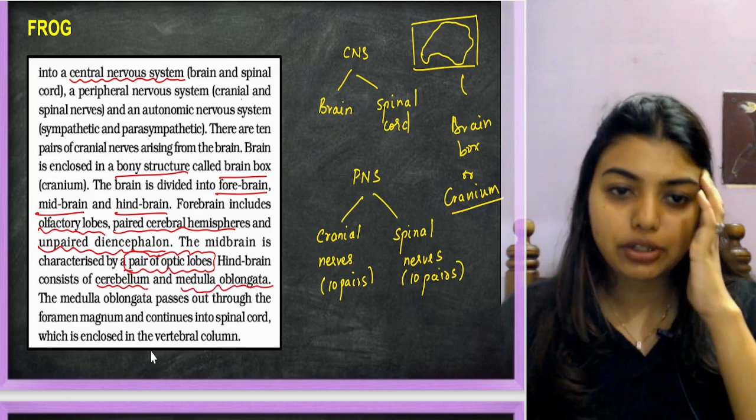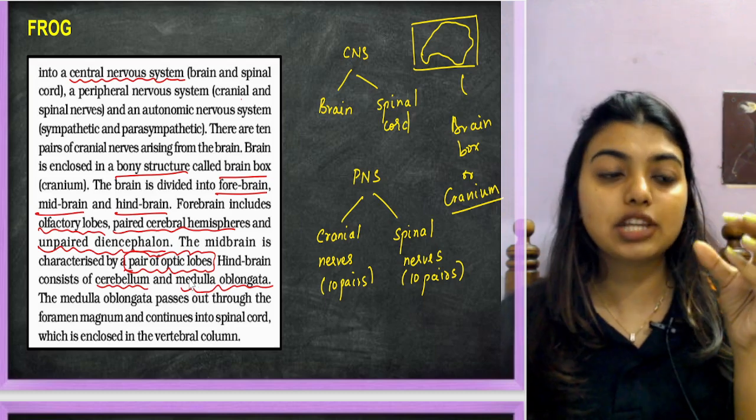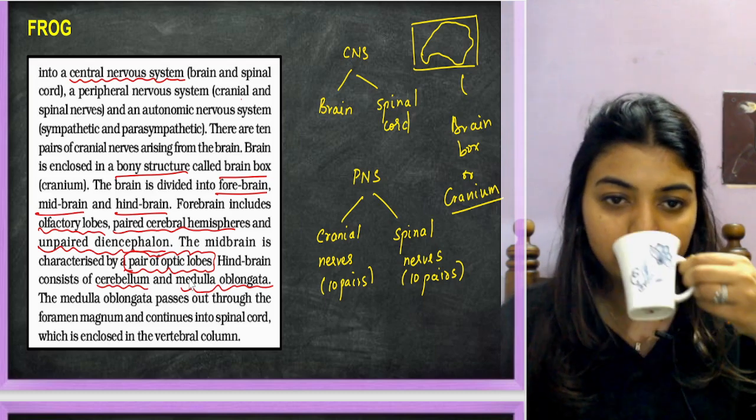Now hindbrain consists of cerebellum and medulla oblongata. Now the medulla oblongata passes through the foramen magnum. It's actually the biggest opening that helps them to continue into the spinal cord. Okay, I hope this is clear.